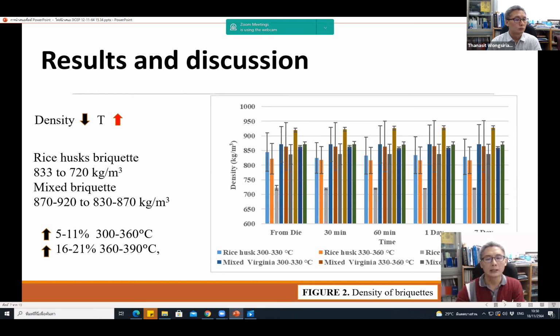After keeping the briquettes for 30 minutes to 7 days, the briquettes made from rice husk and mixed biomass remained similar in density. Increasing the temperature over 300 degrees C in the die could help decrease the friction and compression. It could also soften the binder within the material and help briquettes solidify better. If we use a temperature higher than 390 degrees, the compaction pressure is deficient and the briquette cannot be compacted.